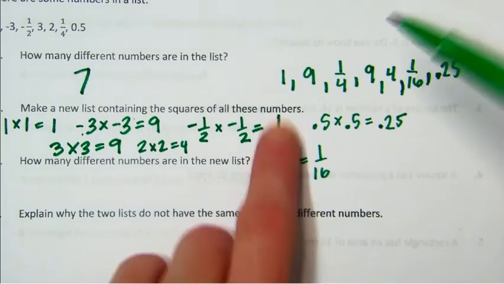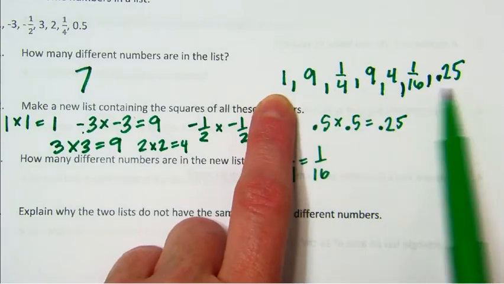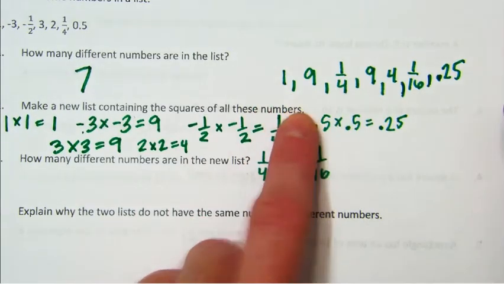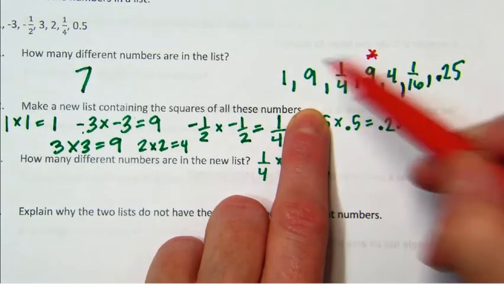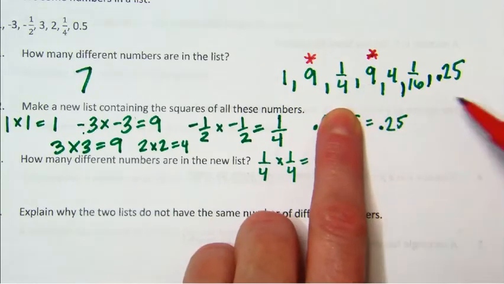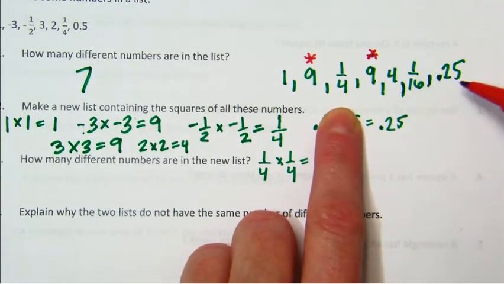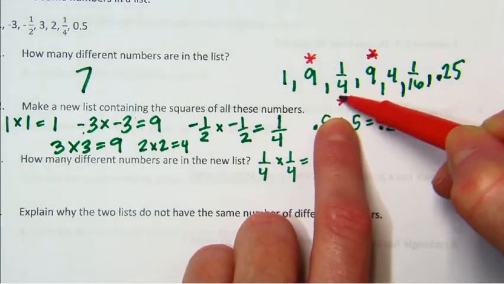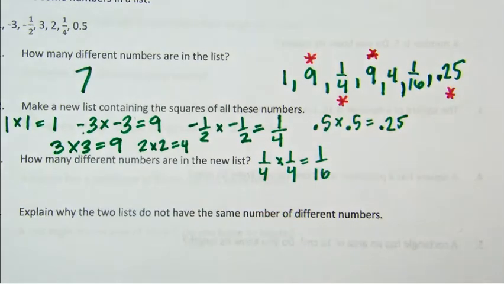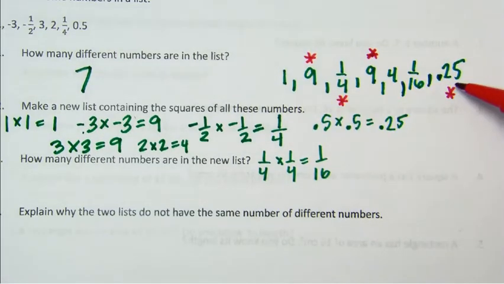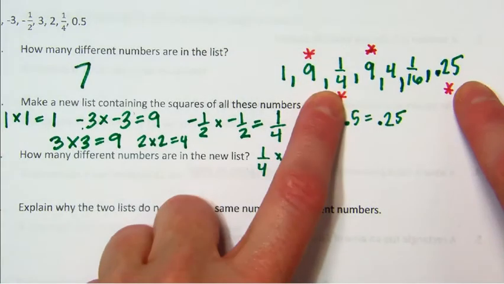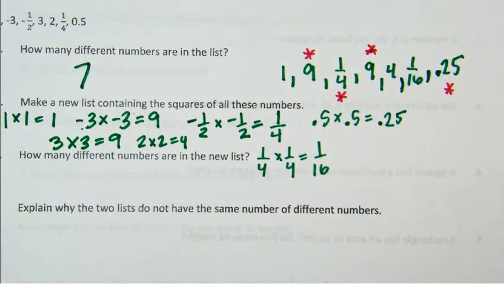Is there anything else that's a value of 1 in my list? No. What about 9? Yes, we have a 9 here and another 9 here, right? How about a 4th? Is there another number that's worth a 4th? 0.25. Even though they look different, that's still the same number, isn't it? If I have a 4th of something and you have 0.25 of something, we have the same amount. If I have 1/4 of a dollar, I have a quarter. 0.25 is a quarter. So even though they're written differently, they are equivalent. It's the same number.